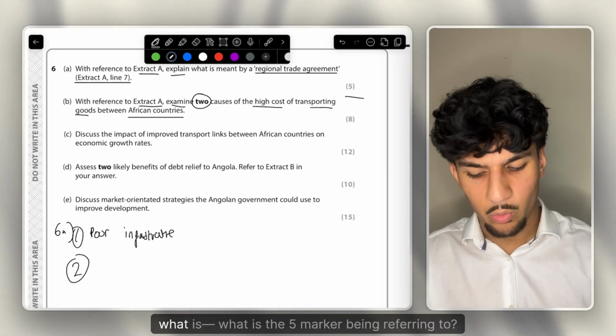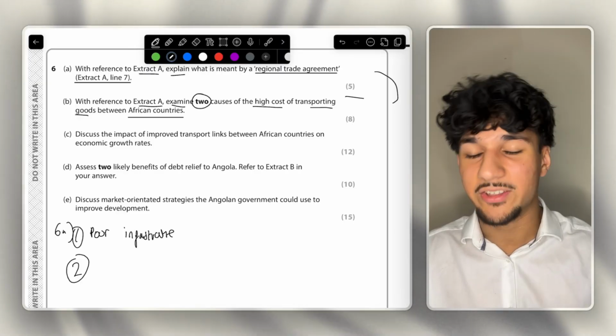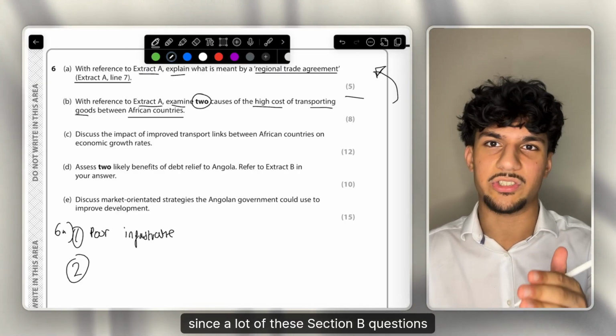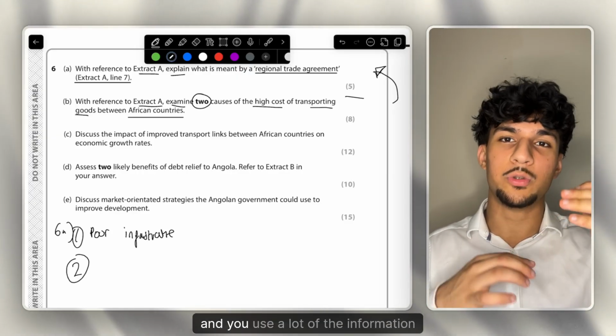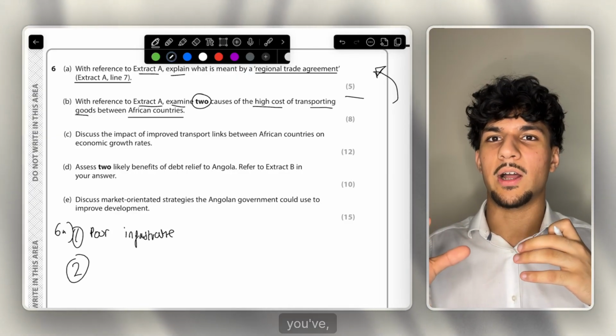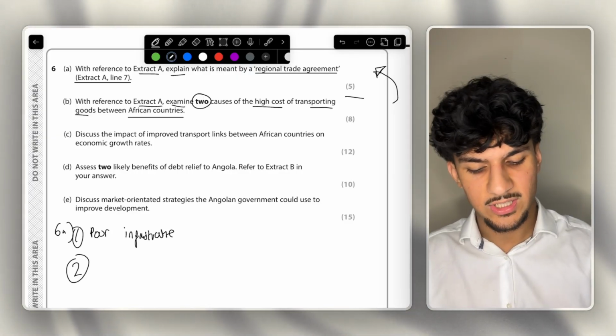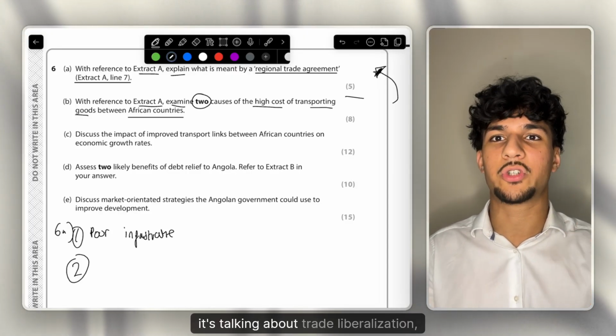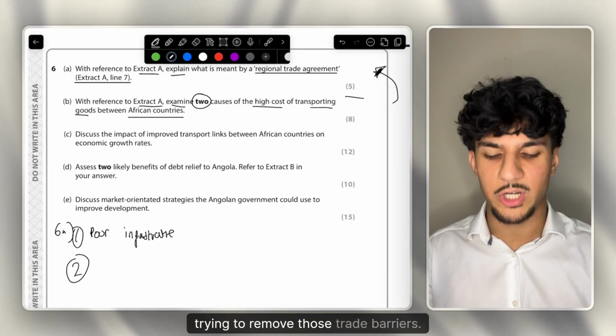And number 2, what is the 5-marker referring to? And this is a really good skill to learn for Edexcel specifically, since a lot of these section B questions relate a lot to each other and you use a lot of the information you've used to answer one in the next question. So this 5-mark question is talking about trade agreements. It's talking about trade liberalisation, trying to remove those trade barriers.